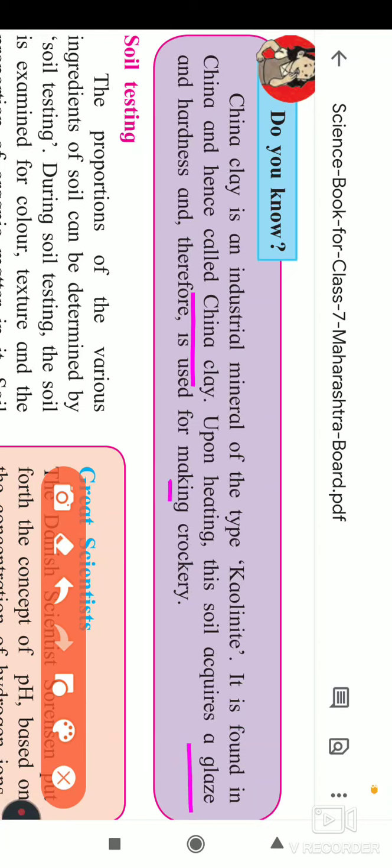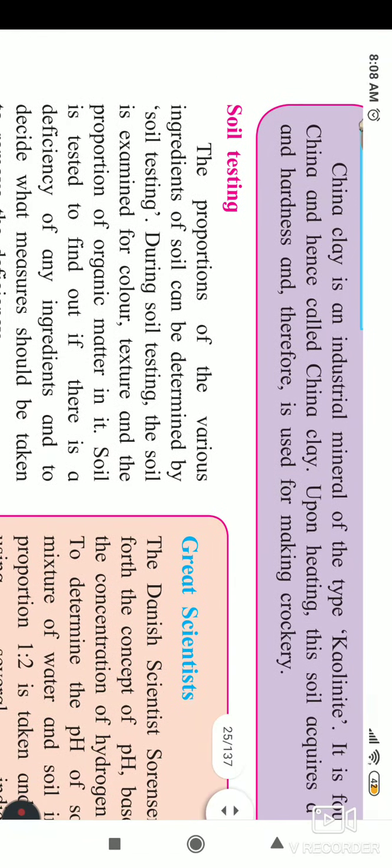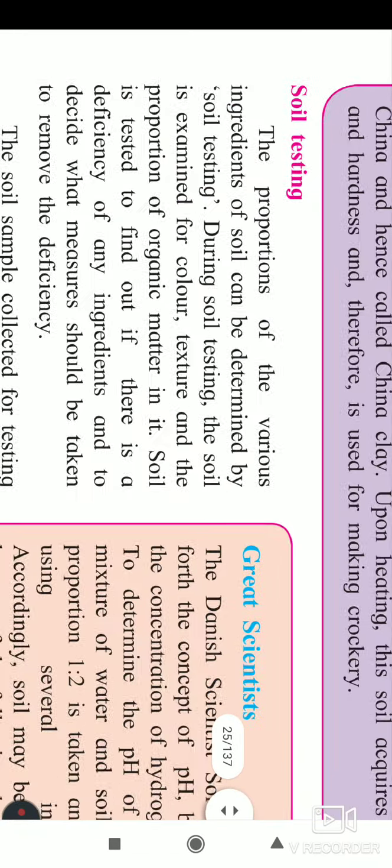Glaze means, as you know, when we are drinking tea, the cups have a kind of glaze on them. Upon heating, the soil acquires a glaze and hardens, and therefore it is used for making crockery. Crockery means cups, saucers, etc.